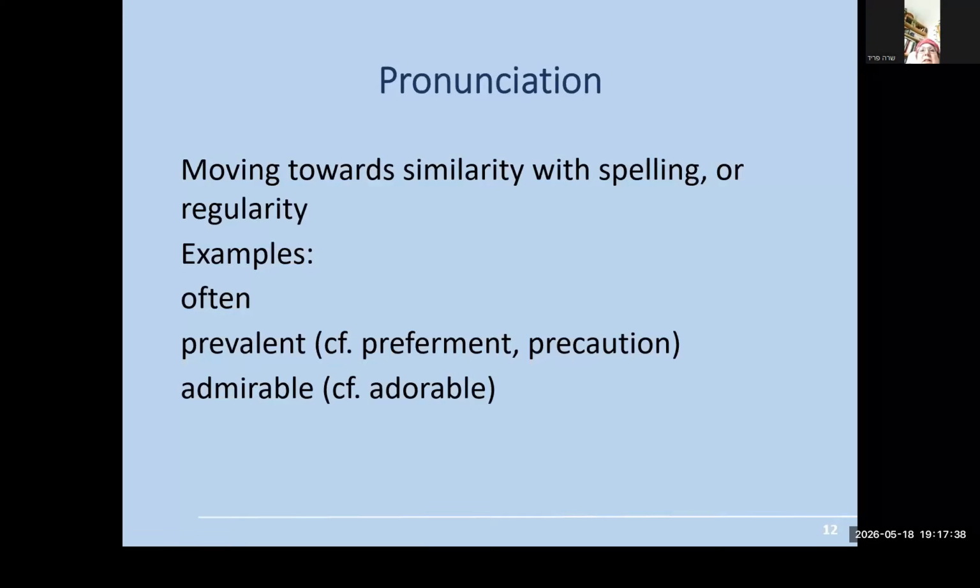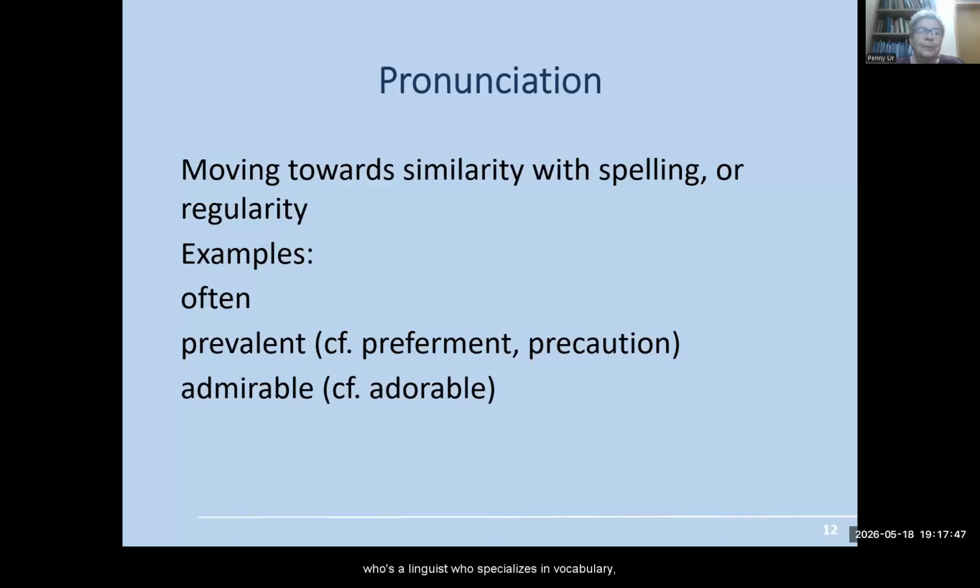Admirable. Okay, so I was talking to Batya Laufer, who's a linguist who specializes in vocabulary, and she said admirable. And again, it didn't worry me. It's not how I would pronounce it, but it fits in with the general rule of pronunciation that you don't put the stress on the first syllable if the first syllable is a prefix, like adorable, for example, the emphasis on the second.